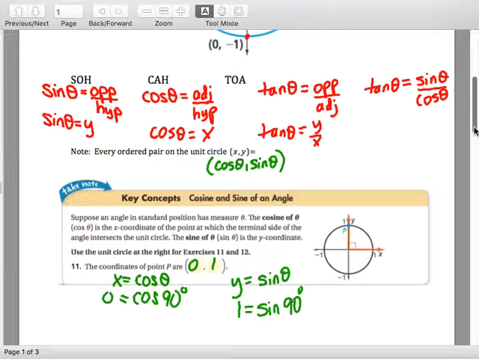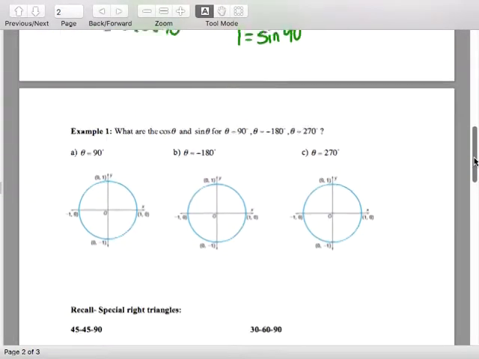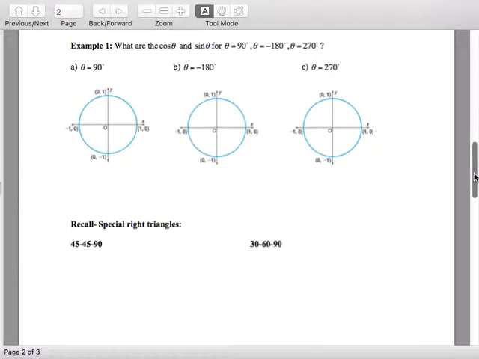All right, so go ahead and turn the page when you're ready. Just on what we did, we're going to look at example 1. It says, what are the cosine theta and sine theta? We're going to do this 3 times. If theta is 90 degrees, you have to figure out where a 90 degree rotation is. It's right here. We just did this one, right? So the cosine of 90 degrees is the x-coordinate, and the sine of 90 degrees is the y-coordinate.